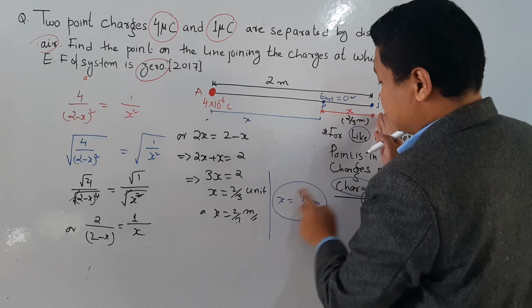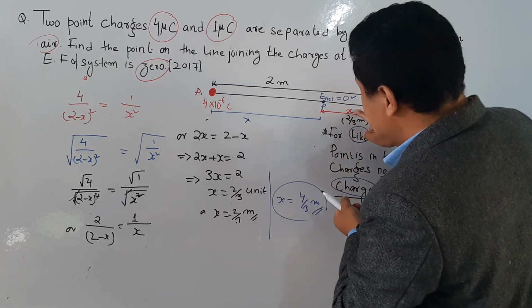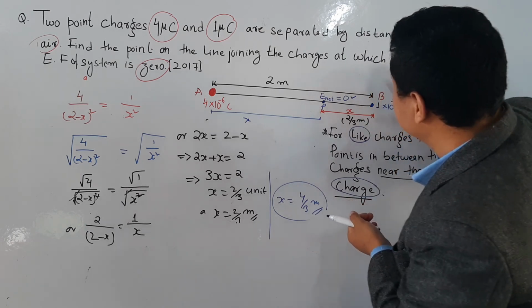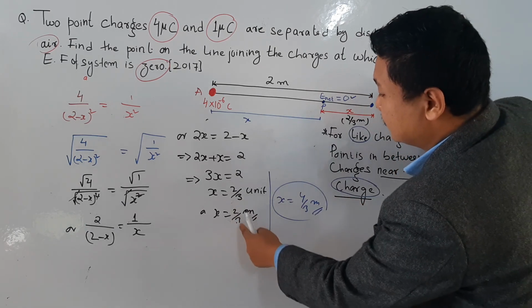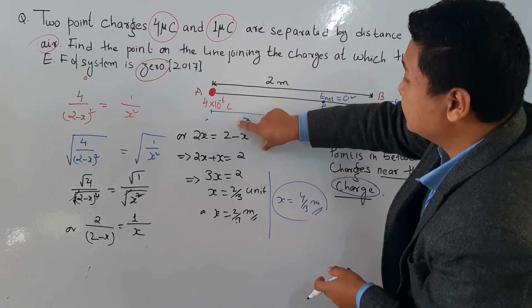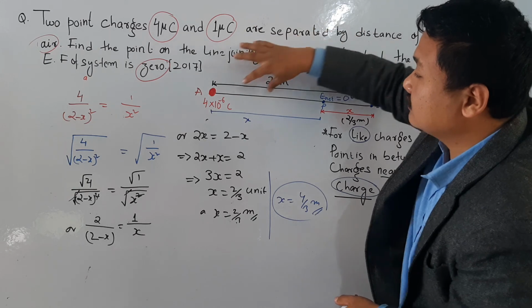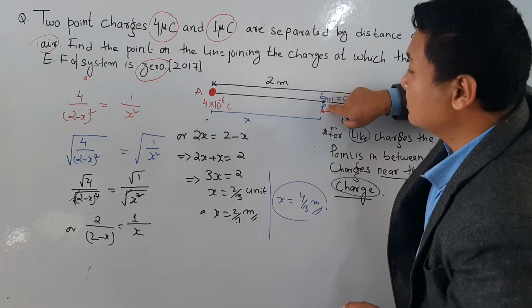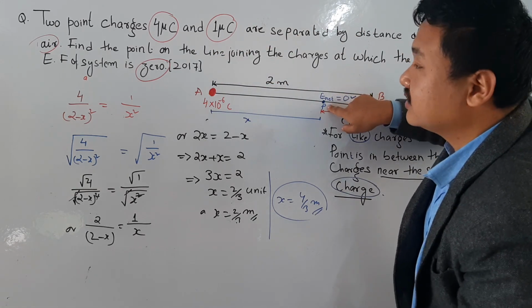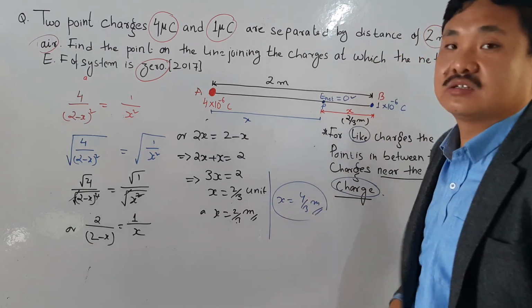If I choose this x, from this to this, I will get this answer, and from this I will get this answer. This x is the distance from this charge, that is 2 by 3 meter, and this x is the distance from this charge to this point. Both are actually the same. From this to this, the electric field is 0, and from this to this also, the electric field is 0. You should not be confused with these two things. Okay, thank you.